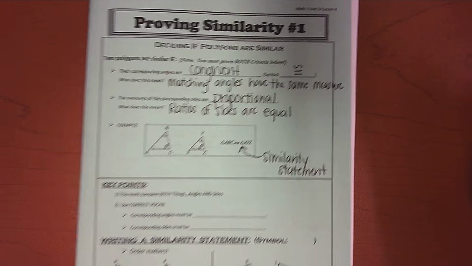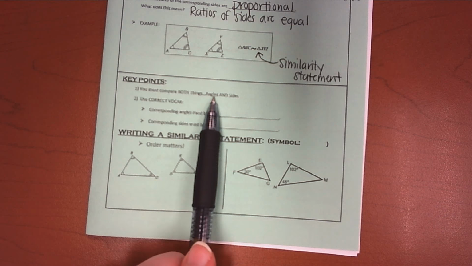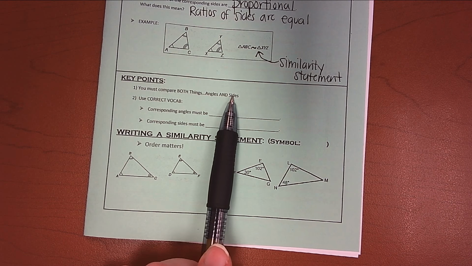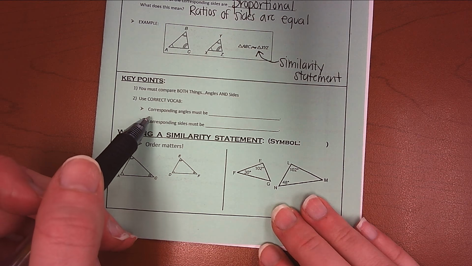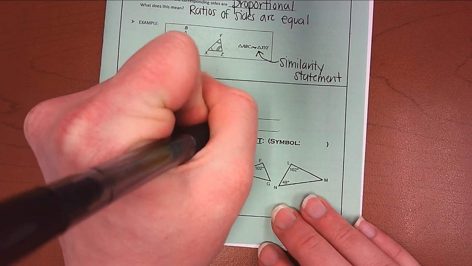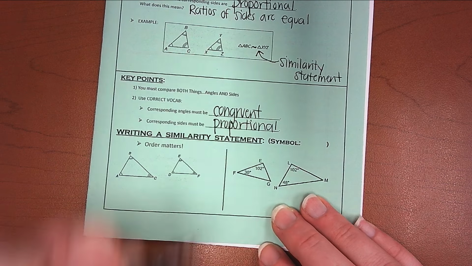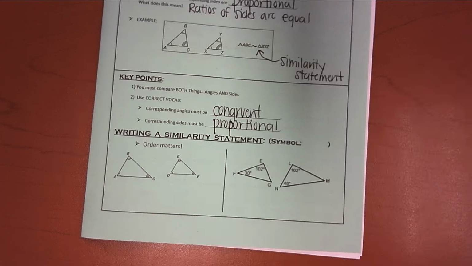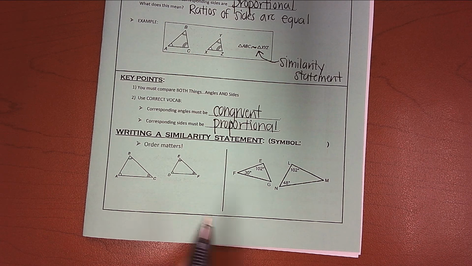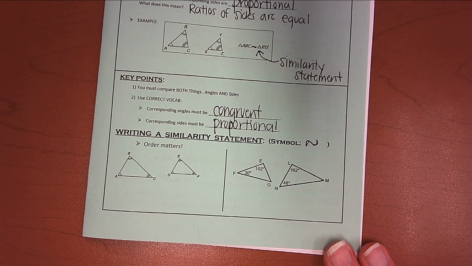And so some key points to remember is that we must compare both things. We have to compare angles and we have to compare sides. And we want to use correct vocab when we do that. Corresponding angles must be congruent. That means the same. Corresponding sides must be proportional. That means that we can set up ratios for their side lengths that are equal to one another. So, writing a similarity statement. The similarity symbol, again, is this little squiggly mark. We saw that up here. It's just this little squiggly mark.